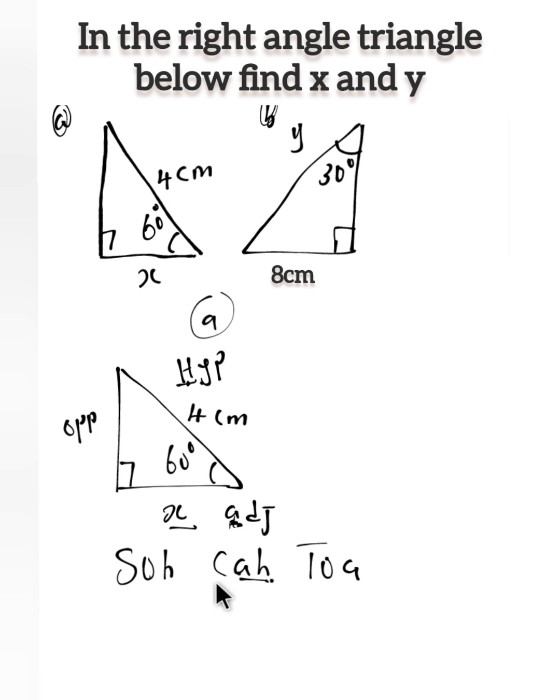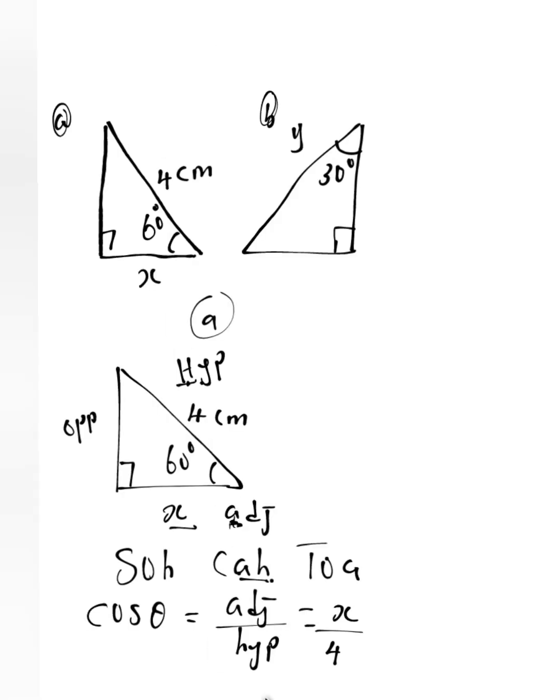Hypotenuse and adjacent, we are going to make use of cos, which is cos theta is equal to adjacent over hypotenuse. And this will give us adjacent is x over hypotenuse is 4. So let's proceed.